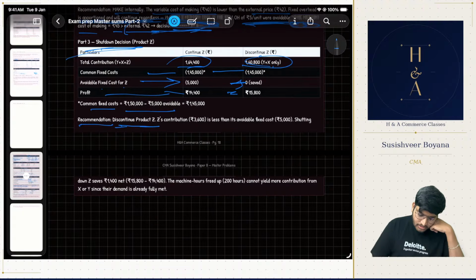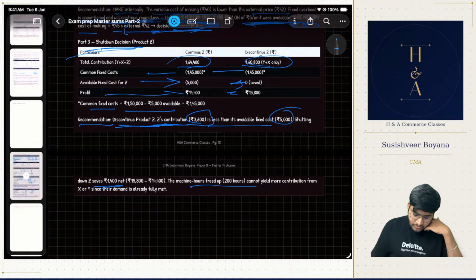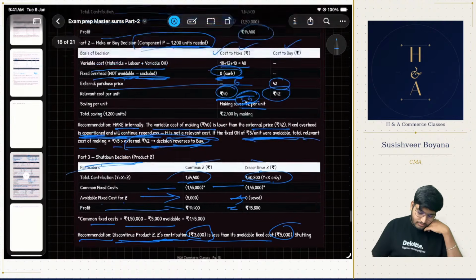Recommendation: discontinue product Z. Product Z contribution is less than its avoidable fixed cost of 5,000. Shutting down saves 1,400 net. Machine hours are freed up for 200 hours, which cannot yield more contribution, either to do X or Y. So this is to continue Z or not. So X or Y either way have to be fully met, it seems.